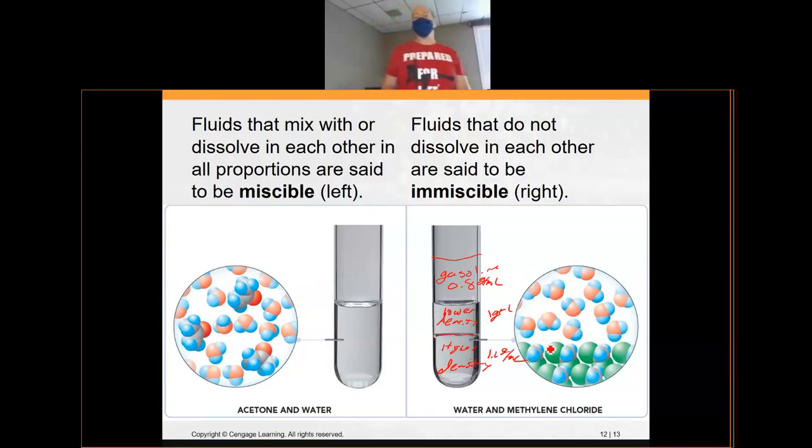If we slowly added gasoline, you would have to add it slowly because gasoline and methylene chloride would mix. And once those two mix up, then you have to get the density of that solution to find out where the water would end up. So you have things that mix, and they are miscible, and things that do not mix and they are immiscible. And so here we say like dissolves like.